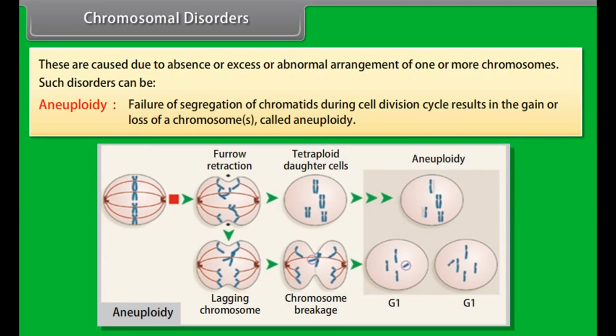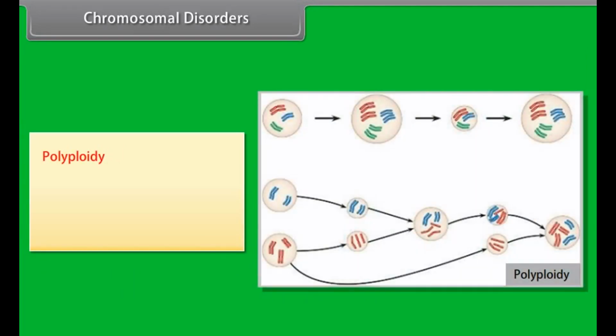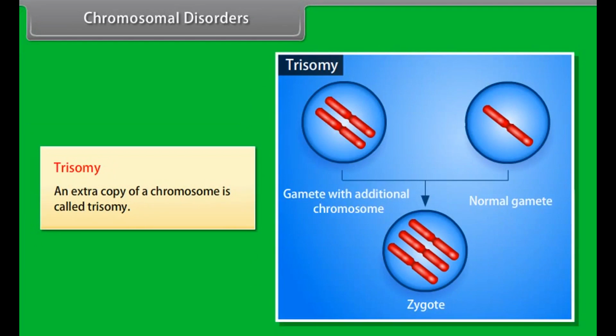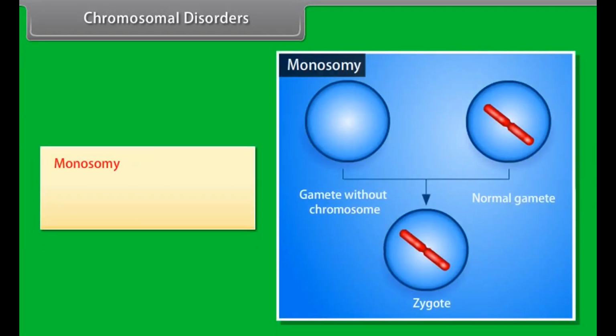Failure of segregation of chromatids during cell division cycle results in the gain or loss of chromosomes, called aneuploidy. Polyploidy. Polyploidy is a condition that arises when cytokinesis does not occur after telophase, resulting in an increase in a whole set of chromosomes. Trisomy. An extra copy of a chromosome is called trisomy. Monosomy. Absence of one chromosome from a pair is called monosomy.